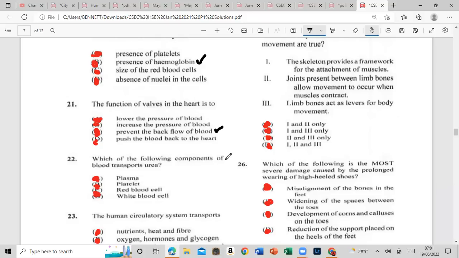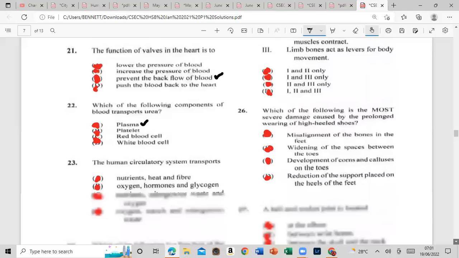Which of the following components of the blood transport urea? Let's read that again. Which of the following components of the blood transport urea? Is it the plasma, the platelet, the red blood cell, or the white blood cell? And that's the plasma. We can learn that in how the body works.